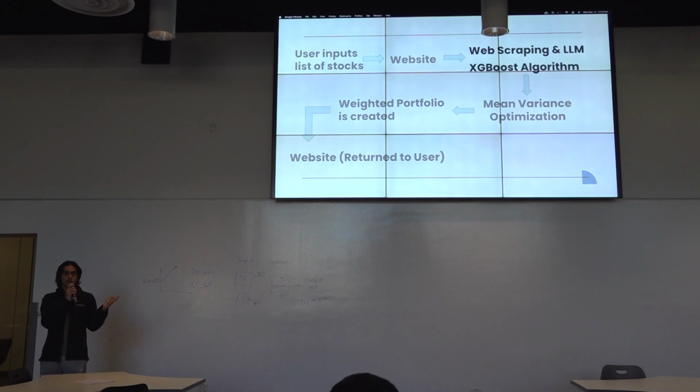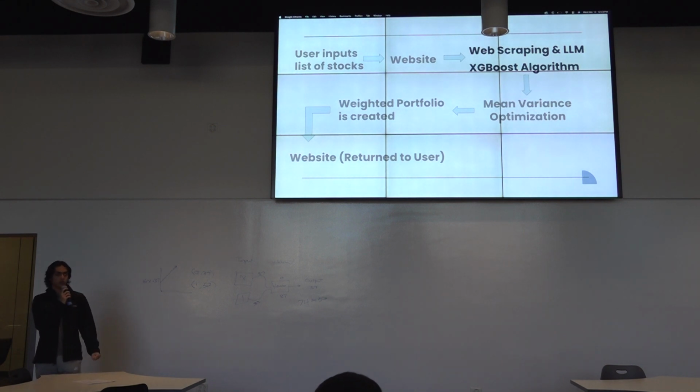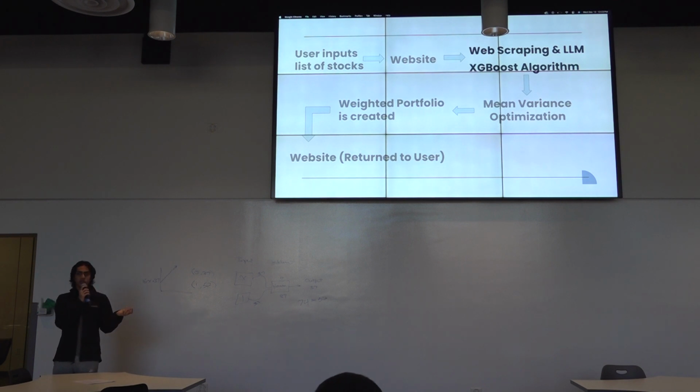So the web scraping and LLM takes the list of stocks, searches the web for news articles or updates on those stocks, and then sends that to a language processing model, which converts it into a number, like a rating of the stock based on the news. And then the XGBoost algorithm uses a technique called extreme gradient boosting to predict the prices of stocks based off of historical data.